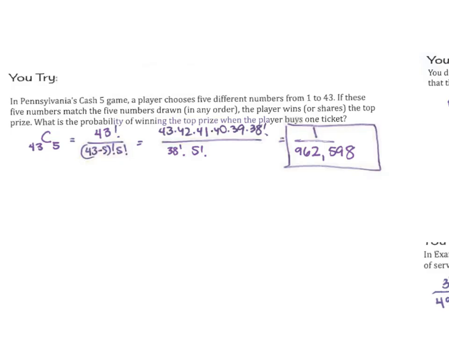So trying this out, you're using combinations again. So it's 43, and they have to choose 5 exactly. So you would get 1 over 962,598. So a little better than the previous one that was there, but still really difficult to do.